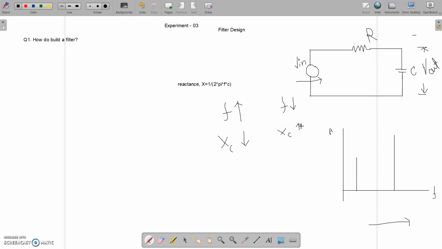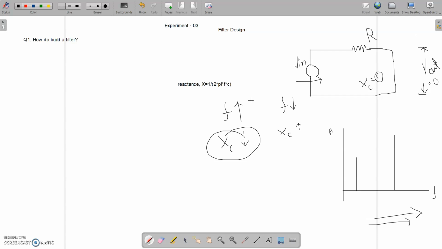So as the frequency is getting higher and higher, my reactance is getting lower and lower. If the reactance of this branch is very low, say Xc becomes 0, that means it is now behaving like a short circuit. I don't have this capacitor branch anymore, rather I have this shorted side. So when my frequency is very high, my reactance is very low, so I have a short, and my V output becomes 0.